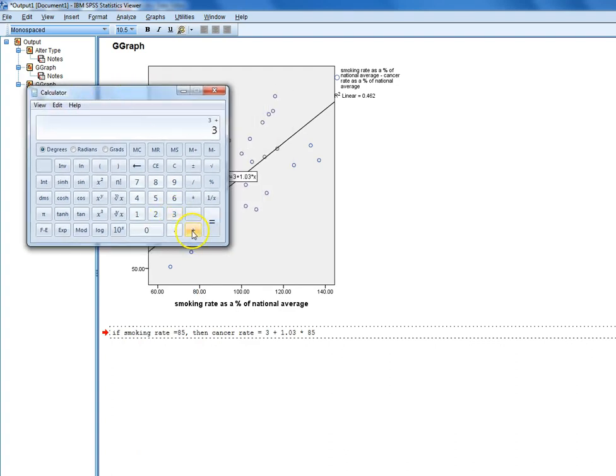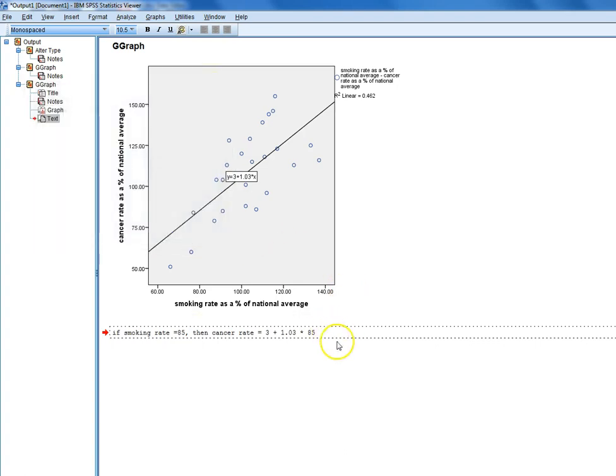Three plus 1.03 multiplied by 85. This means that on average, people with a smoking rate of 85 will have a cancer rate of 90.55.